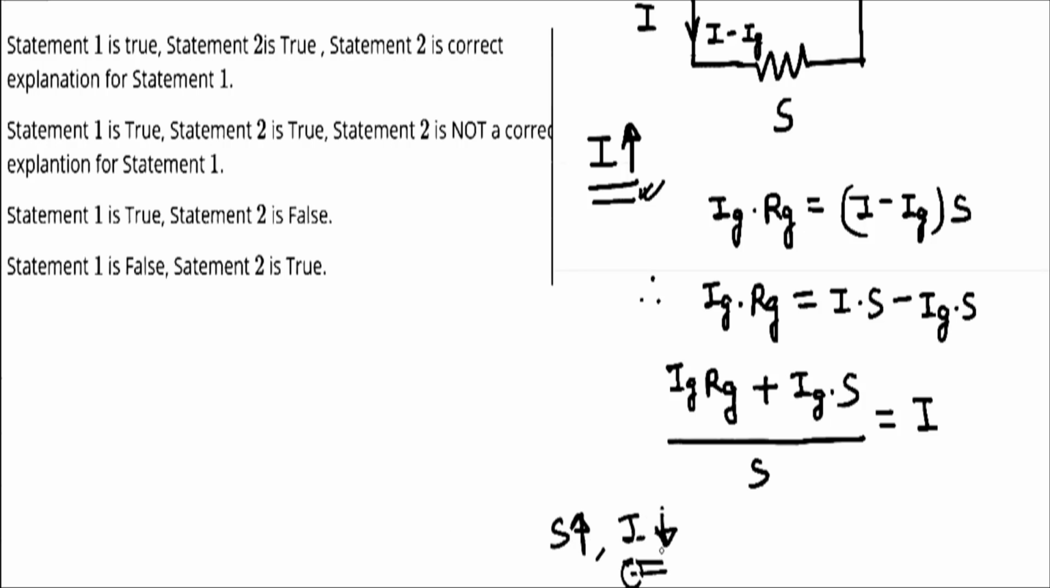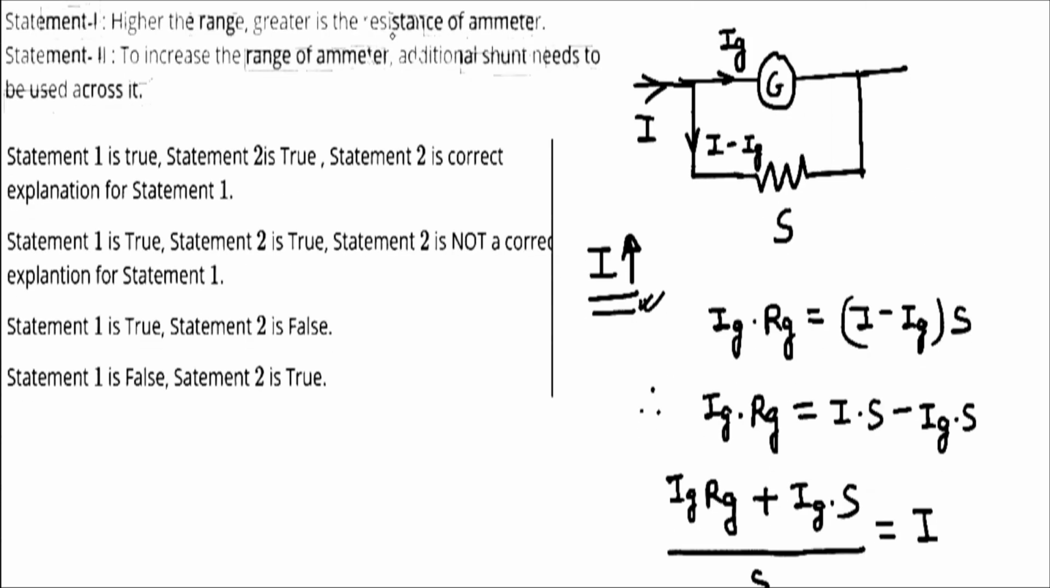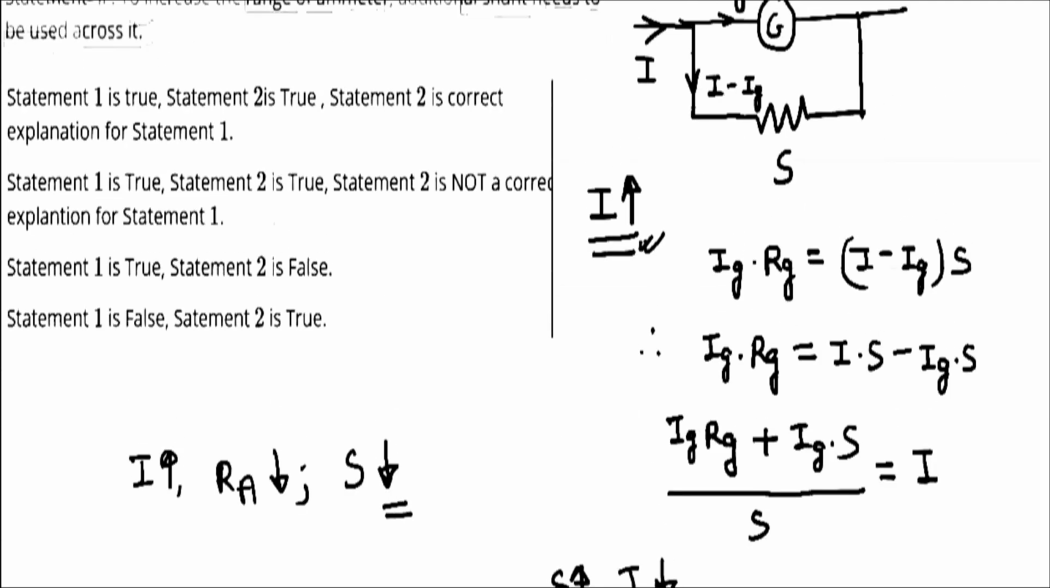The range will decrease, and we are given that higher the range, greater is the resistance of an ammeter. From here we can say that for a higher range, the resistance of the ammeter should be less, and for this the shunt resistance should also be less, or decreased. So after this observation, statement 1 is wrong.